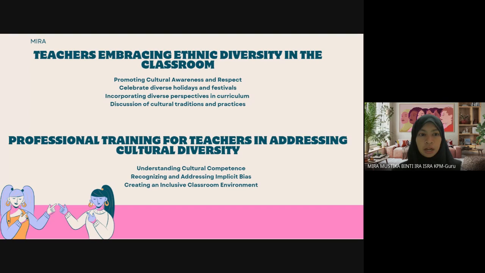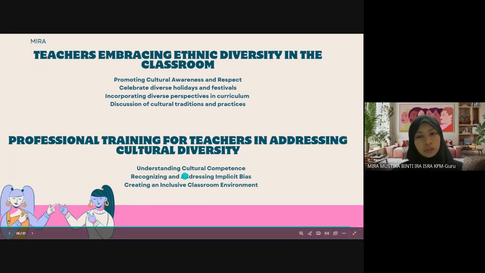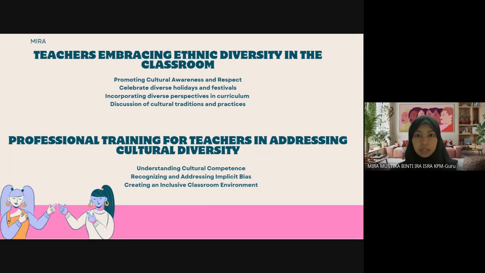Okay, in terms of recognizing and addressing implicit bias here, teachers should be trained to recognize their own implicit biases, because we cannot actually escape from biases. Sometimes we do it unintentionally. And so professional development programs should help teachers to reflect on how their own biases may actually influence classroom interactions and decisions, such as how they treat students from different ethnicity and how they assess students' abilities.